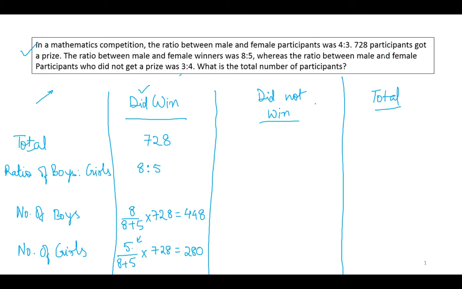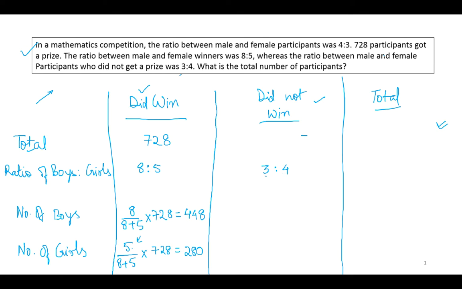Now let's come to the second category, which is did not win. We do not have the total number of participants who did not win because we do not have the total number of participants. In fact, this is the thing that we need to find. So let's leave it blank for now. We do know the ratio of boys is to girls. So that ratio is 3 is to 4.